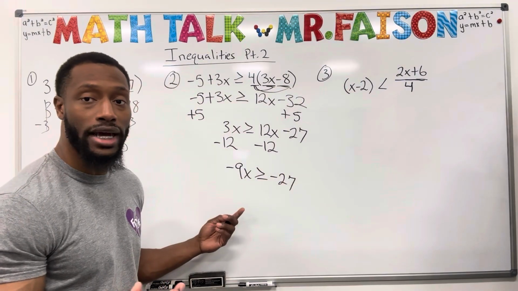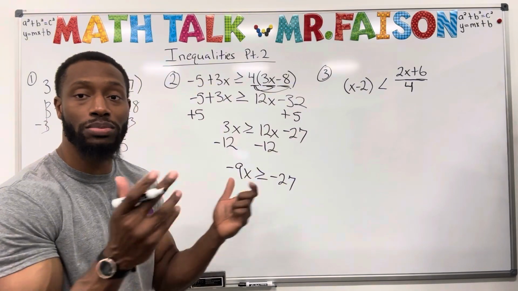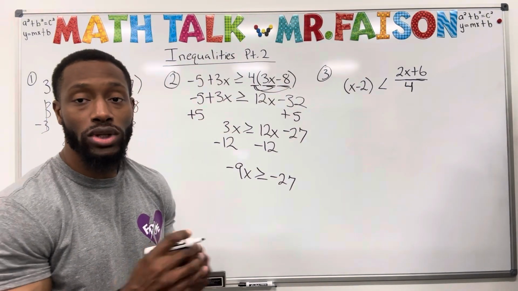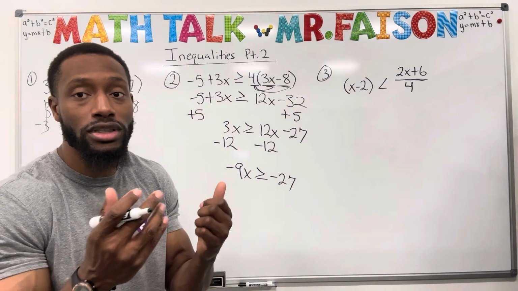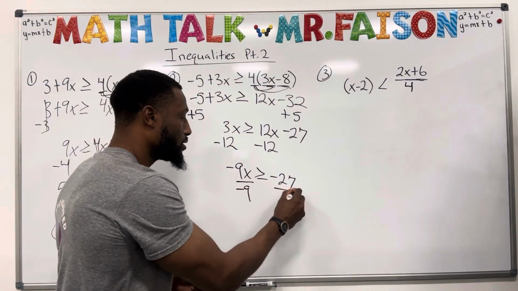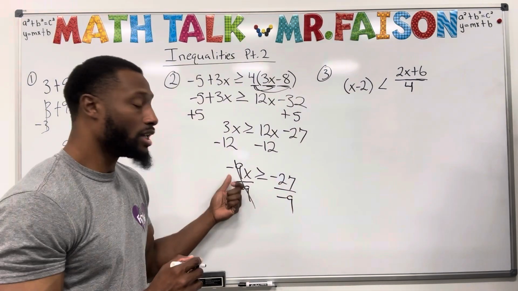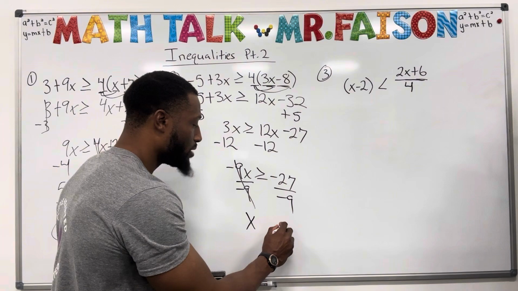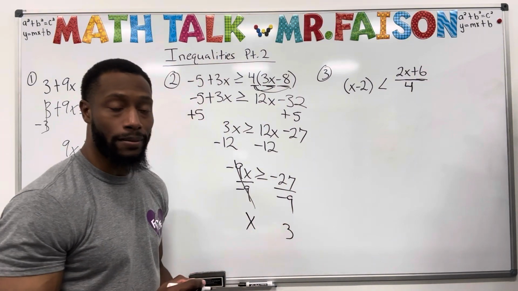So same rules apply here. It's negative 9 times x. We wanna split it up, right? You see how close they are? They're married. So we want them to get a divorce. What happens when people divorce? They divide stuff, right? Negative 9, negative 9. The negative 9's cancel on this side. We bring x down. Negative 27 divided by negative 9 is a positive 3, right?